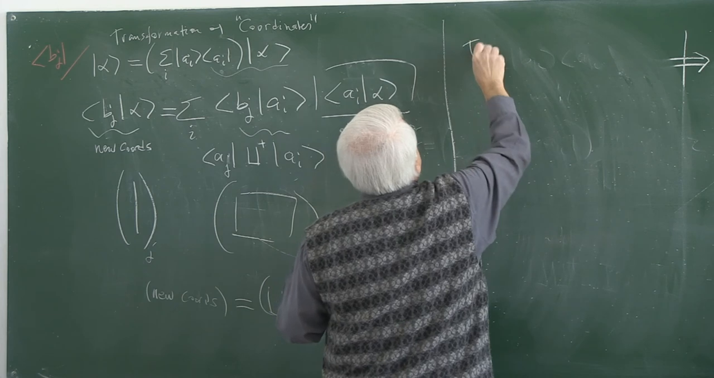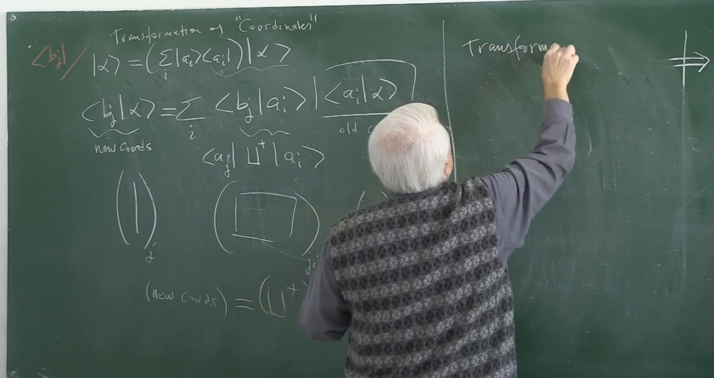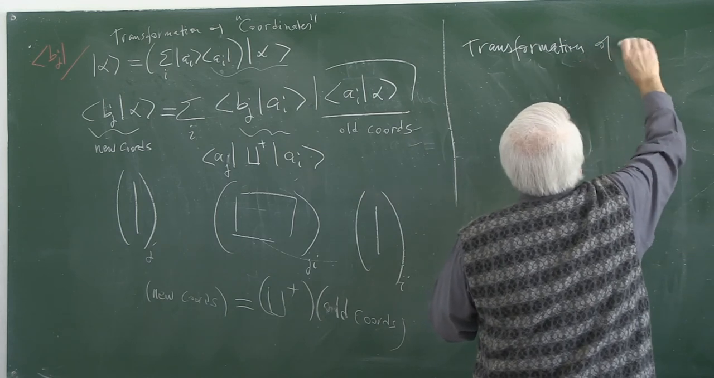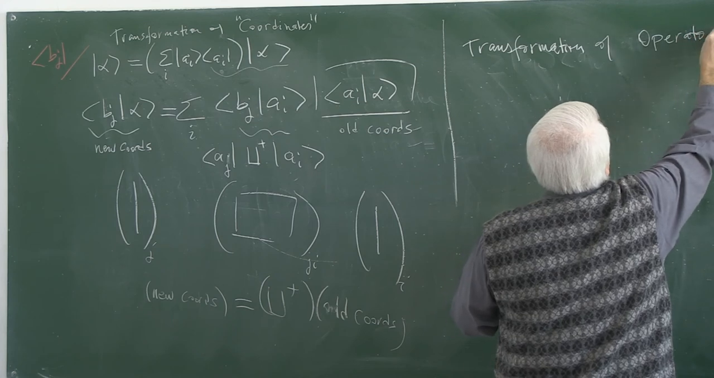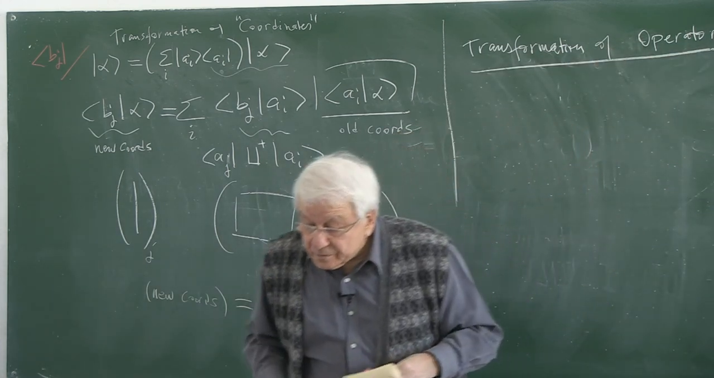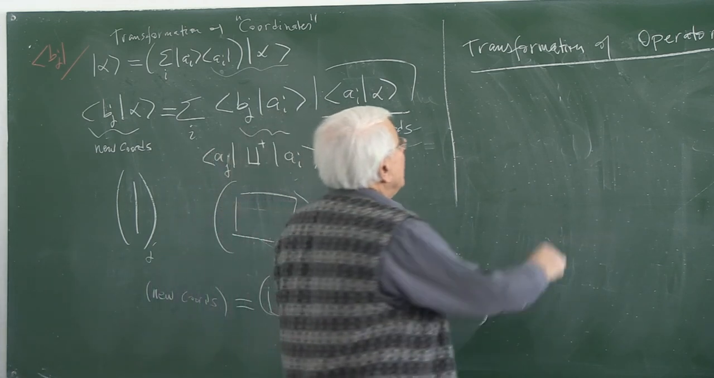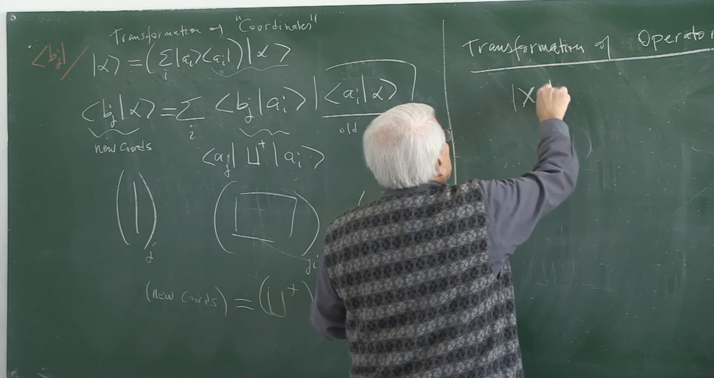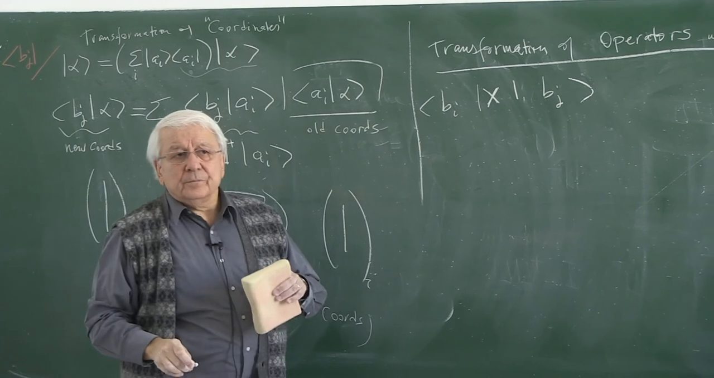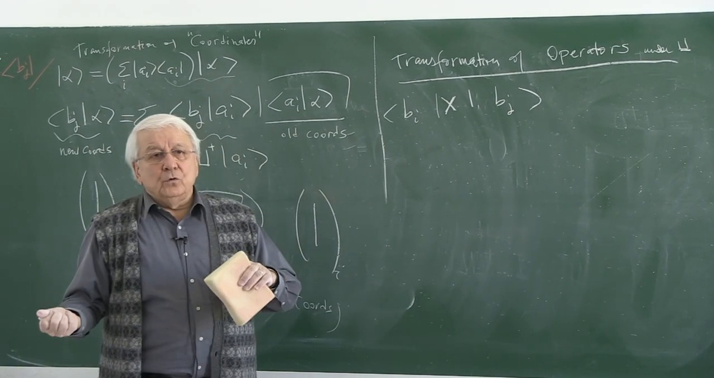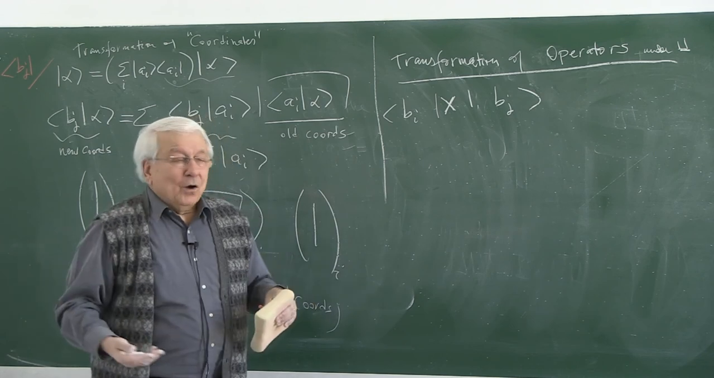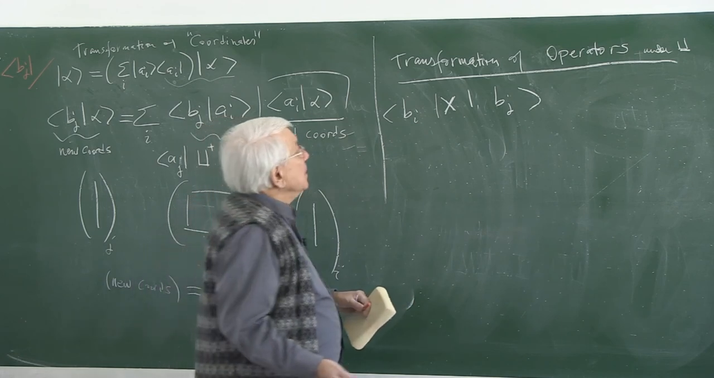Now, how about the transformation of the matrix representations of an arbitrary operator, the transformation of operators under U, under basis change? Here is an operator X and its matrix representation in the new basis, <B_i|X|B_j>. I could go from new to old, or from old to new, it's up to you. Once you have a well-defined complete orthonormal basis, operations are so nice, you use either orthonormality or completeness. So how do I proceed?